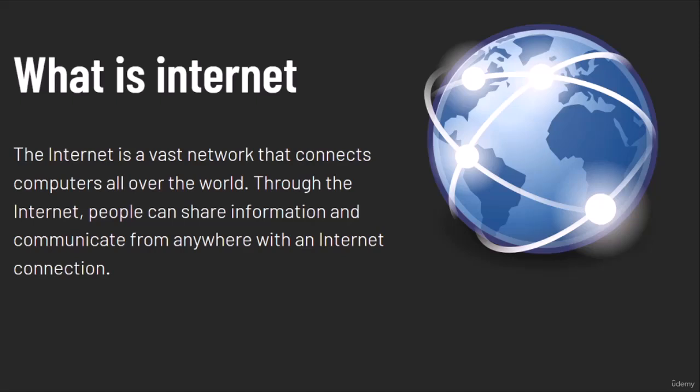So if you have internet, you can connect with someone, share information, share pictures, share everything with any person from anywhere around the globe.